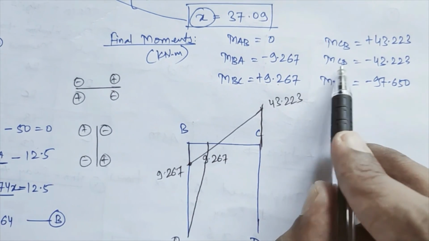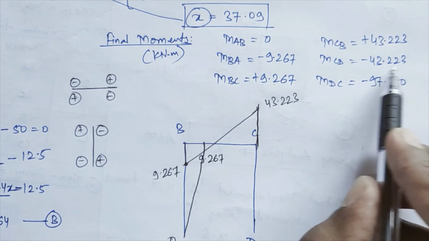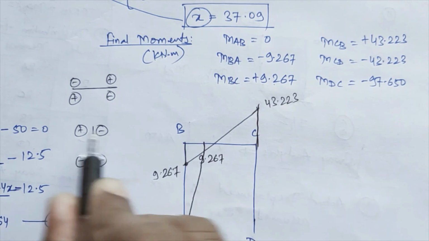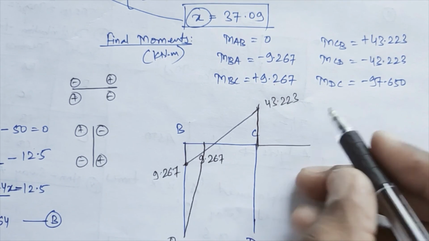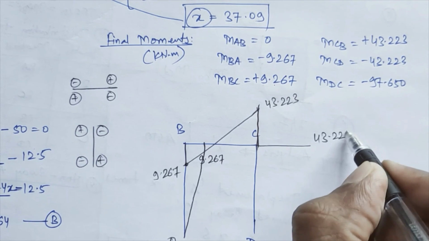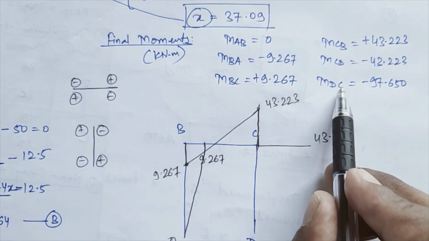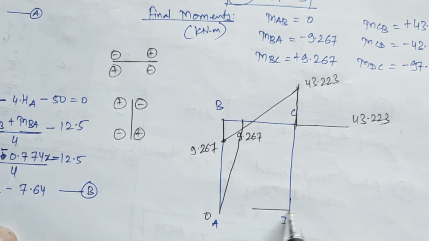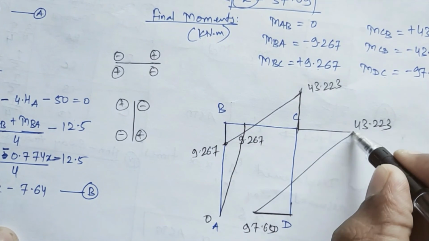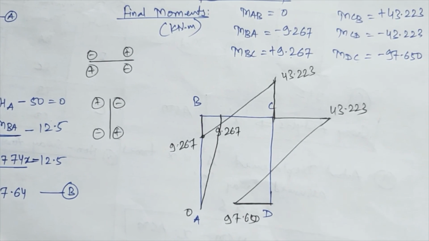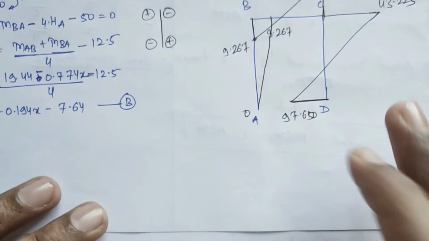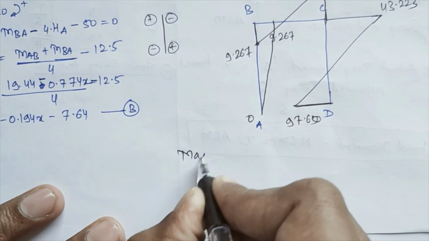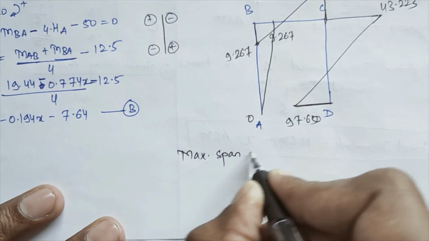Now in member CD, for CD I am having minus 43.223, so negative, it will be plotted on outward side. And then for last, DC it is minus 97, negative, so it will be plotted on inward side. I am not having more space, so you understand that, and just again join these two points by a straight line. Now I'll plot the span moments, maximum span moments.